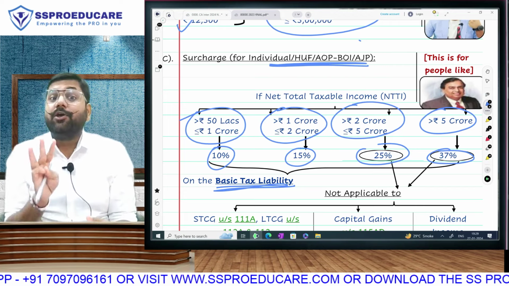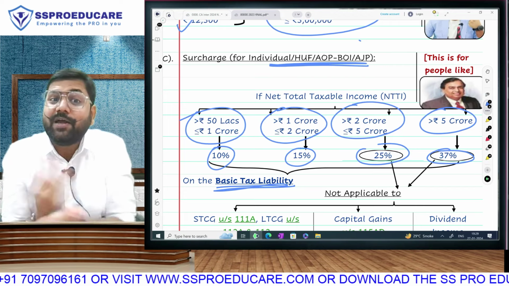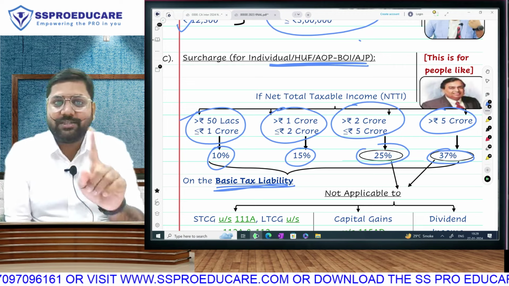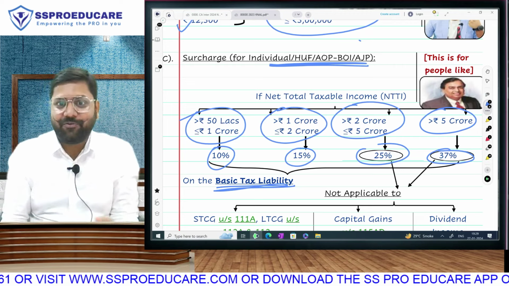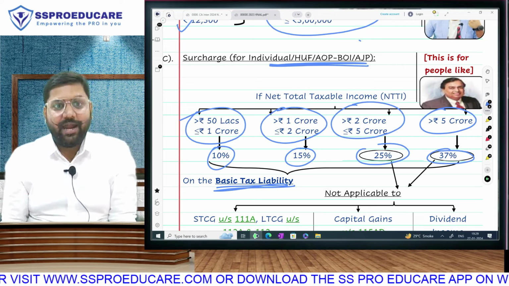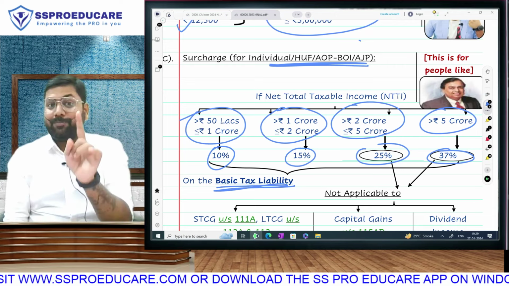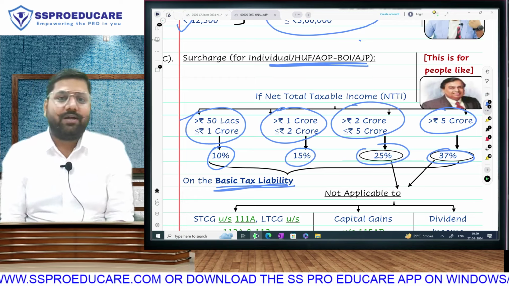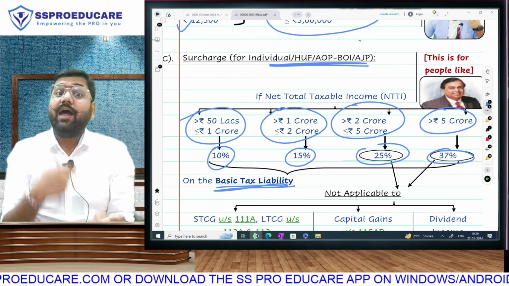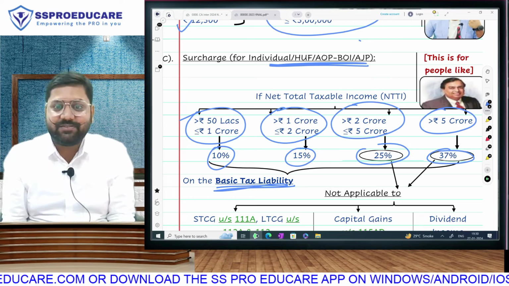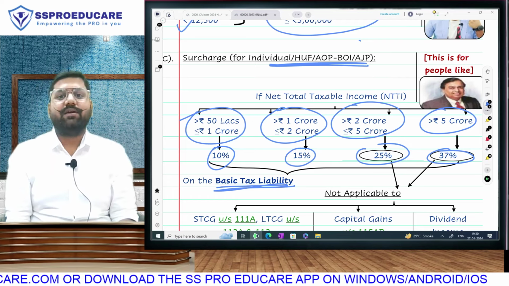Rebate is allowed at the equal to 5 lakh income level, but surcharge will not come at equal to 50 lakh. Only if it is greater than 50 lakh, we apply 10%. At exact 5 lakh, we do give rebate. But at exact 50 lakh, we do not apply any surcharge. More than 50 lakh, 10%. Then at exact 1 crore, we will not increase. Once it is more than 1 crore, we make it 15.